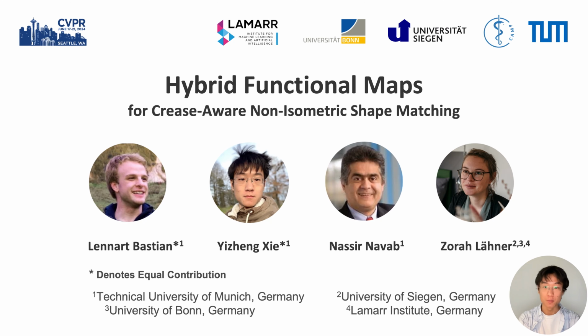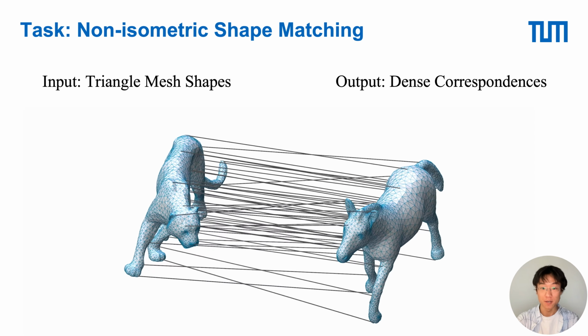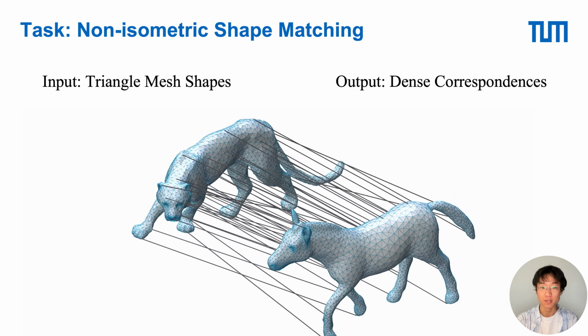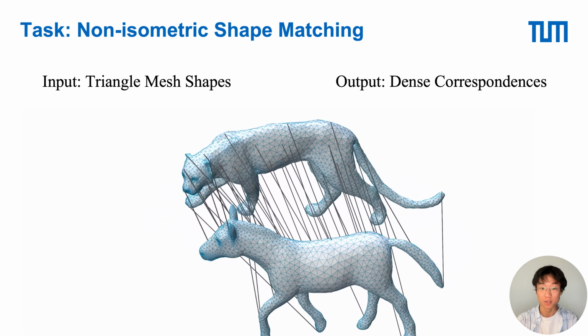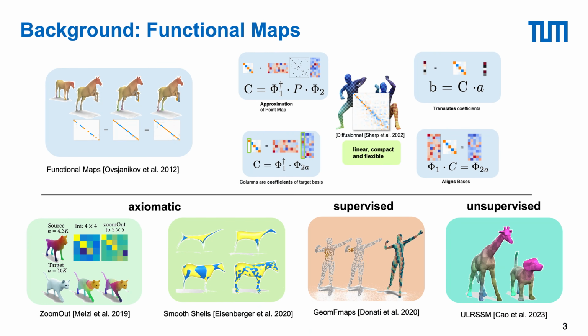This is Hybrid Functional Maps for Crease-Aware Non-Isometric Shape Matching. We aim to obtain correspondence between two input triangle mesh shapes that allows non-isometric deformations in general. One of the very popular and well-studied families of solutions is based on functional maps.